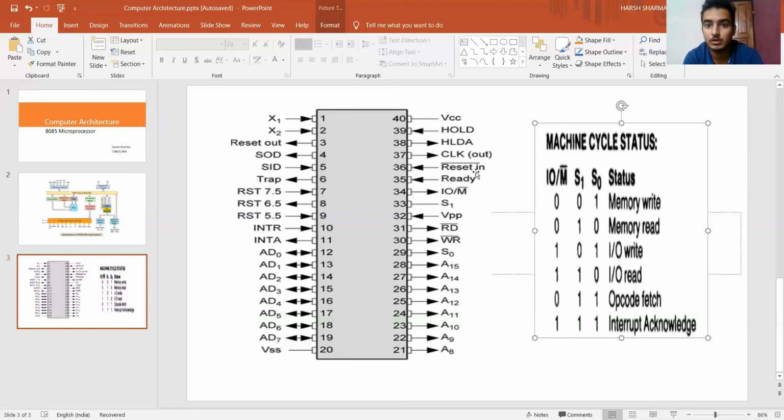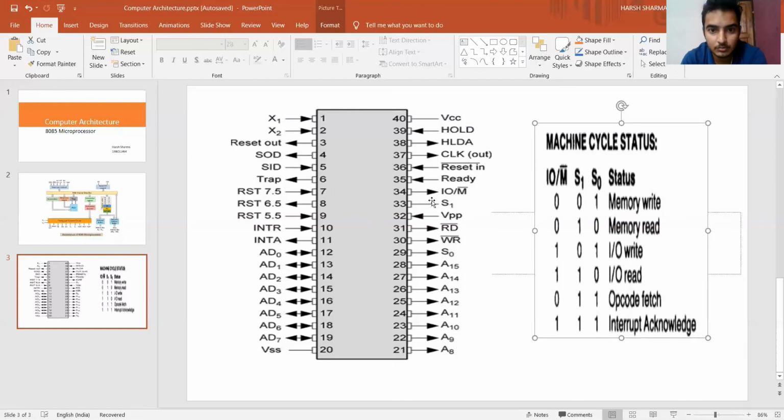To make that program counter reset, to start it with the initial value, we use the reset in pin, that is pin number 36. And the use of reset out is that it will tell the microprocessor that a reset happened in the microprocessor. So this is the main use of reset out and reset in.